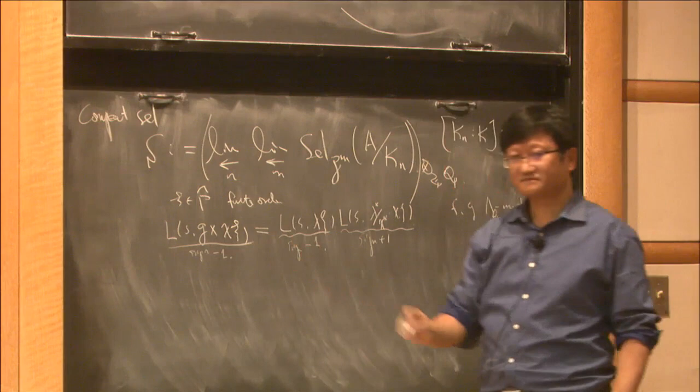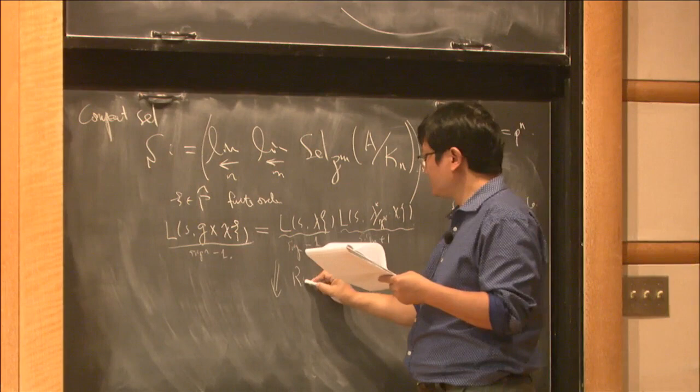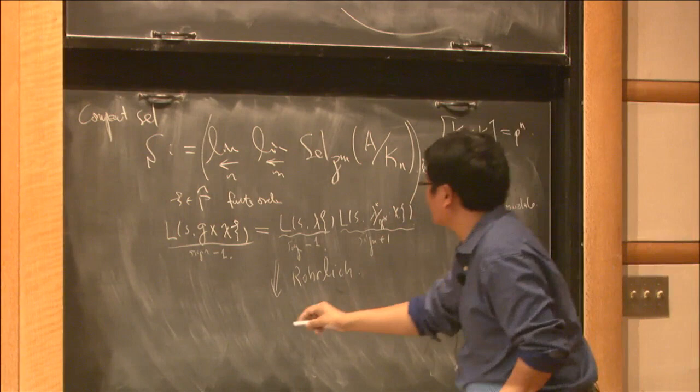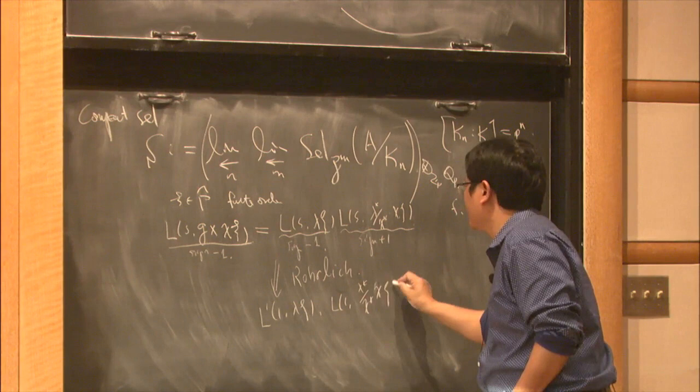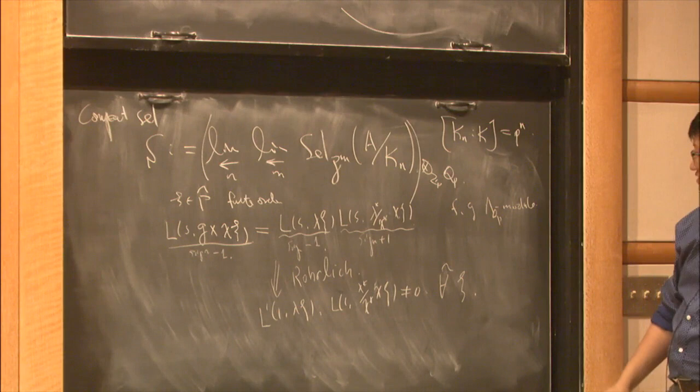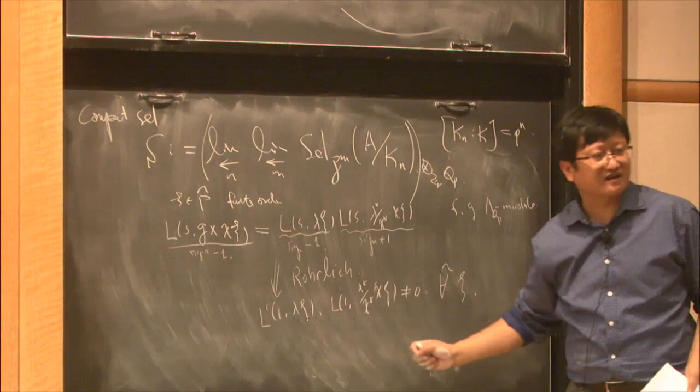And this is Rohrlich. Rohrlich proved that L prime of one, lambda cosine, and L one, lambda star over chi prime times chi cosine, is non-zero for almost all such chi cosine. So he proved these two things are non-vanishing: the special derivative of this one and the special value of this one are non-vanishing.